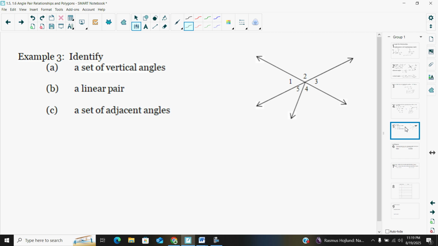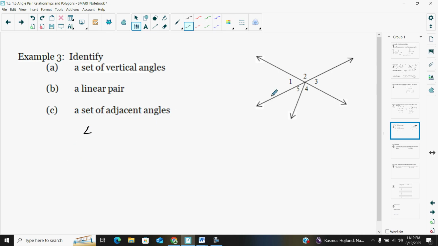Example 3 gives us a figure, and it asks us to identify a set of vertical angles, a linear pair, and a set of adjacent angles. Vertical angles, a linear pair, and adjacent angles. I'm going to start down here with C. Adjacent angles, there's a bunch of them.